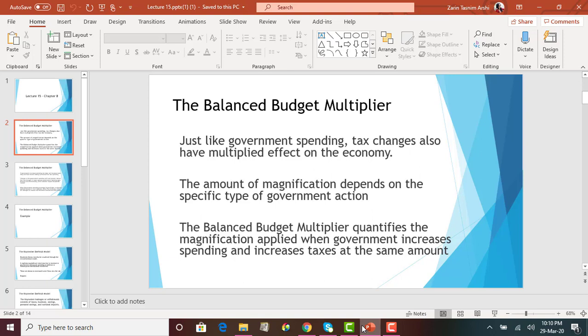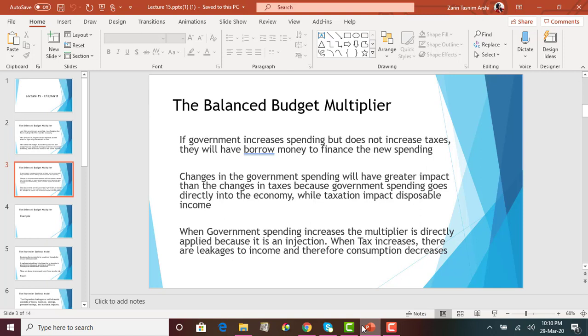So in your slide, the balanced budget multiplier basically quantifies the magnification that comes from the government spending increase and the increase in taxes at the same time. We do a net and find out by how much the output actually went up, because of government spending the output went up, but because of taxes output went down. So what is the net increase or decrease in output in the economy?